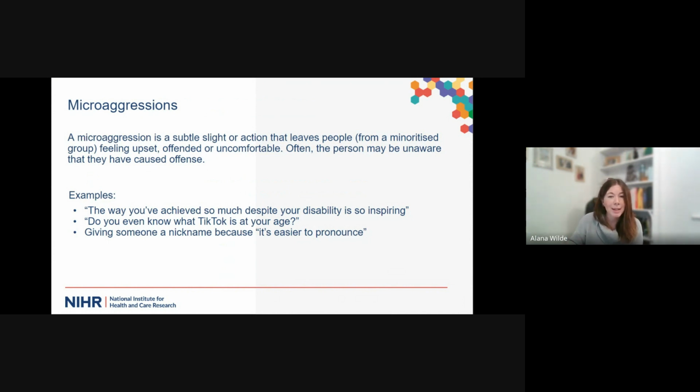The second statement is maybe more clearly problematic, and it's not only a microaggression, it could be considered ageism too. Hopefully you can see how this might be said in quite a jovial way, although that doesn't necessarily make it less harmful. Do you even know what TikTok is at your age? This rests on an assumption that older people are less likely to be familiar with current trends, especially where they relate to technology. And it's just not true.